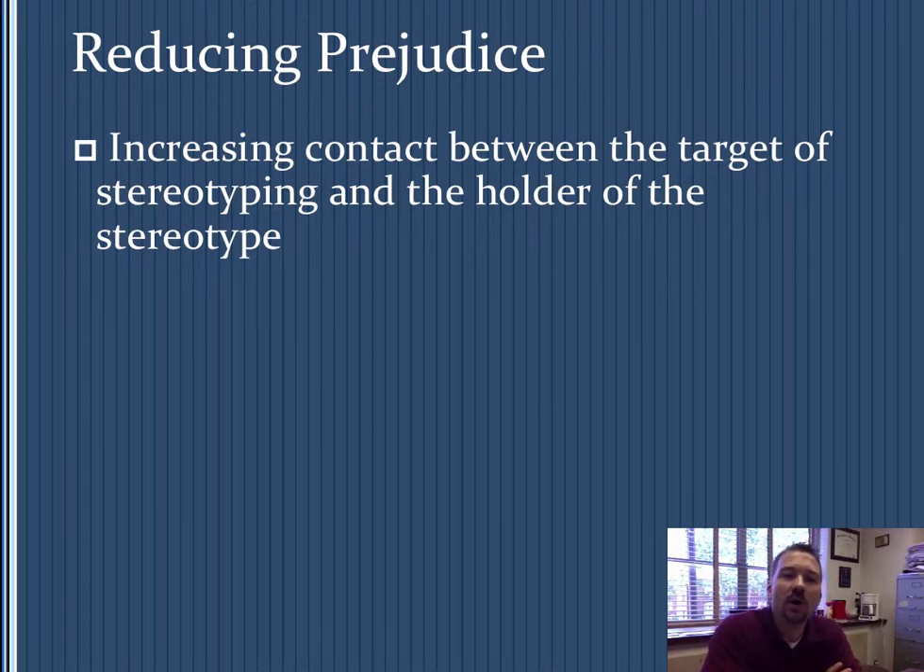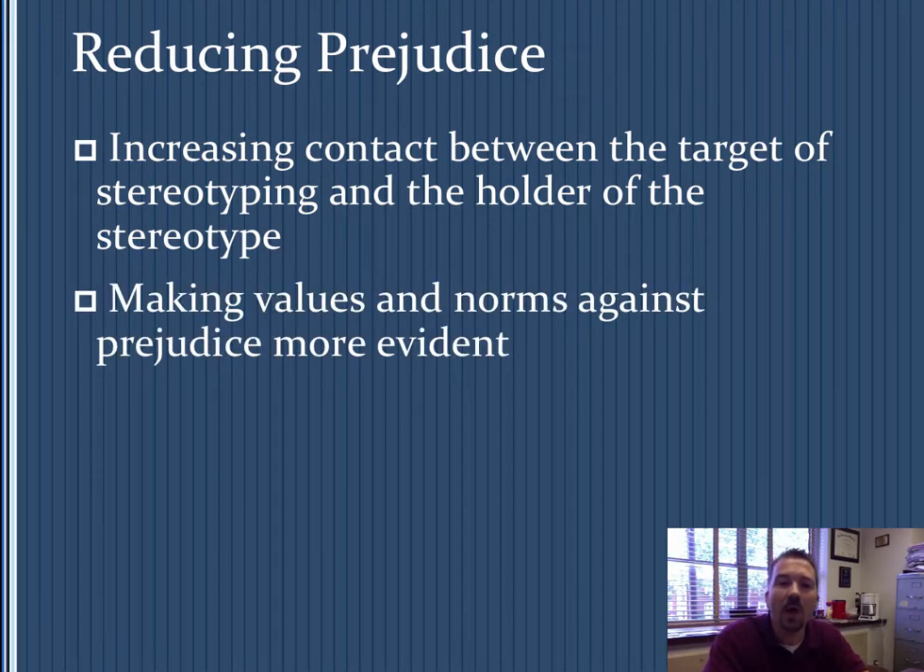One reason for that is if you go to college, you get more contact between yourself and others, especially those who are not necessarily like yourself. You just spend more time with those people, and that tends to reduce prejudice. So you want to increase contact between the target of stereotyping and the holder of the stereotype. Making values and norms against prejudice more evident.